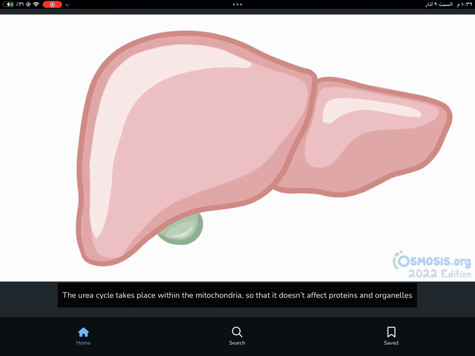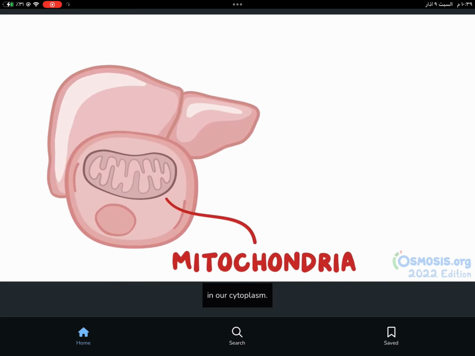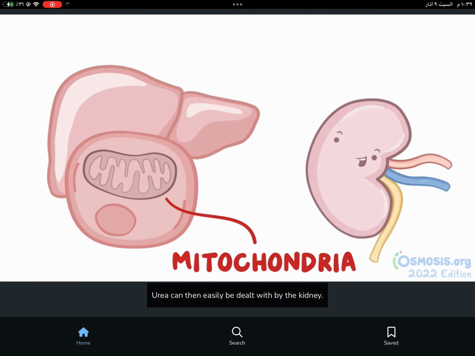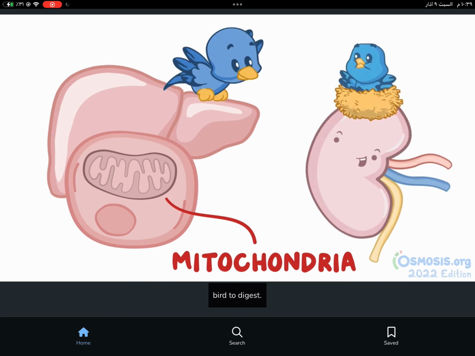The urea cycle takes place within the mitochondria, so that it doesn't affect proteins and organelles in our cytoplasm. Urea can be then easily dealt with by the kidney. It's a bit like how a mama bird might mash up a worm so that it's easier for a baby bird to digest. In this case, the liver is the mama bird and the kidney is the little baby bird.